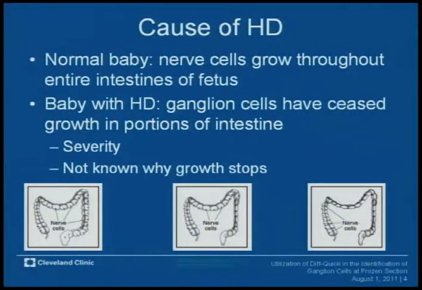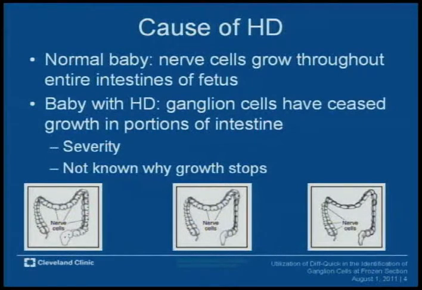In a healthy newborn, ganglion cells have grown throughout the entire large intestine of the fetus, beginning with the colon and ending at the anus. In babies with Hirschsprung's disease, ganglion cells have ceased growth in certain portions of the intestines. The amount of nerve cells that have not grown varies from patient to patient. It is not known why the growth of these nerve cells stops.